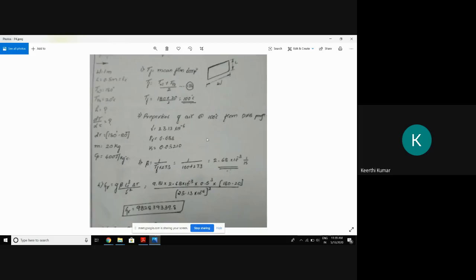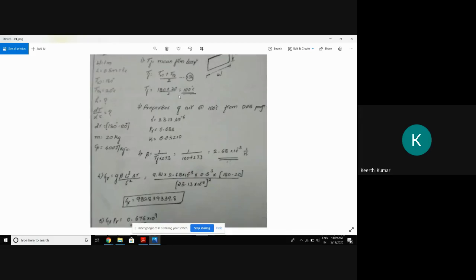Once you get 100 degrees, you identify what fluid is used. The plate is kept in atmospheric air, or still air. That means the fluid is air. If the plate is dipped in water instead of being exposed to still air, then we will take the properties of water instead of air. That's all the change. Now air is given, so we'll go with air.